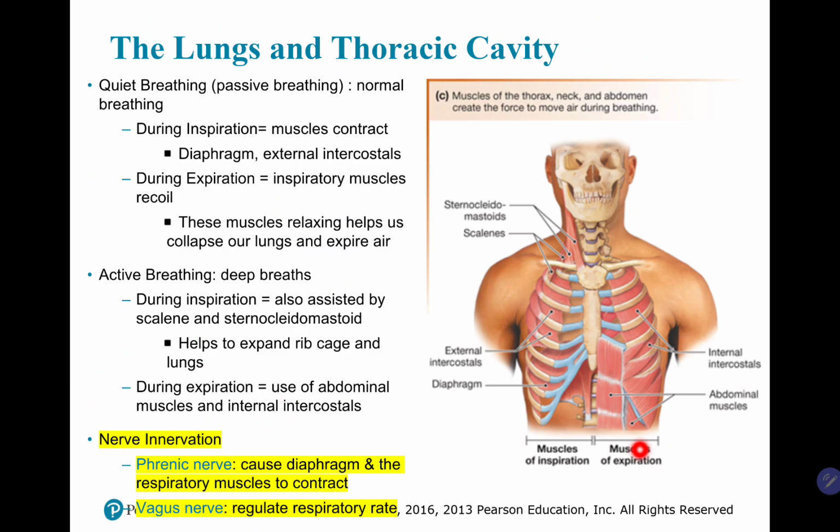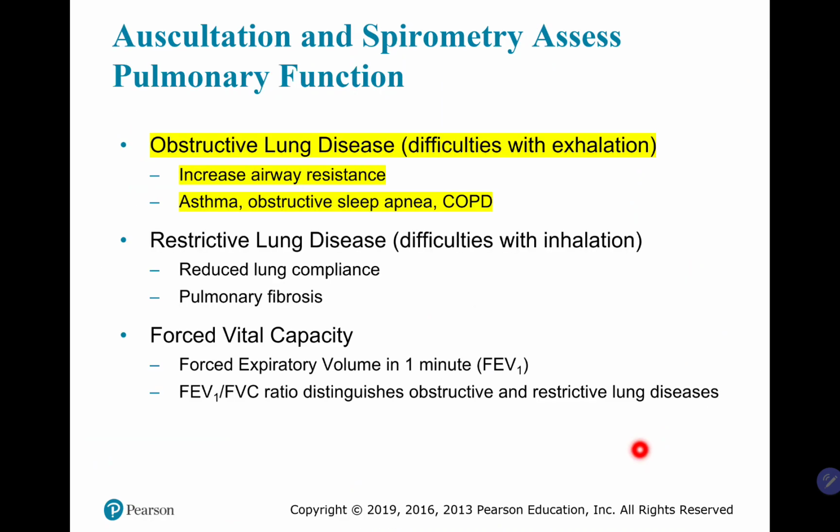Remember the lungs, right? The lungs work in coordination with the muscles, the diaphragm and the external intercostals. When they contract, that allows for more air to come into your lungs, right? And then expiration is simply when those muscles recoil, they relax. Remember this nerve innervation. The phrenic nerve causes the diaphragm and the respiratory muscles to contract, whereas the vagus nerve will regulate respiratory rate, okay?